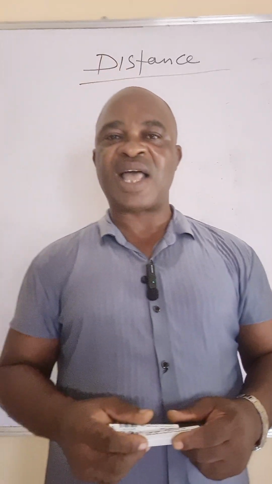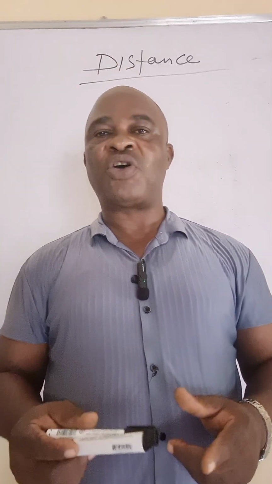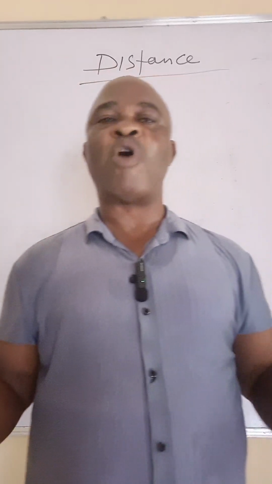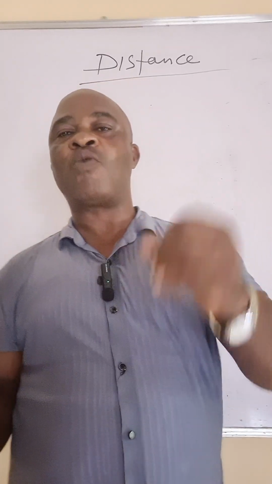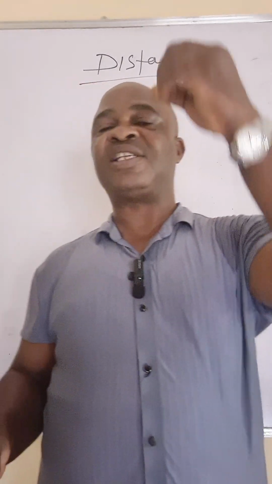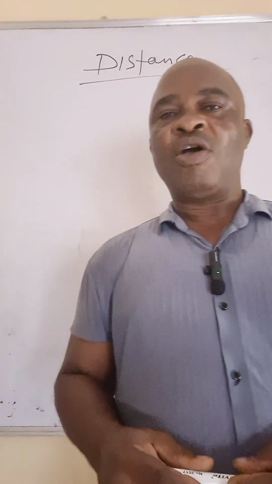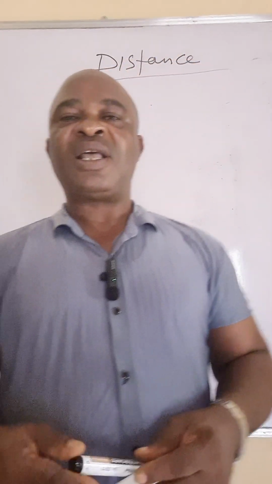So we said that distance is a separation or an interval or a space between 2 points, say P and Q, and we say let PQ equal S, and S is equal to the distance in meters.